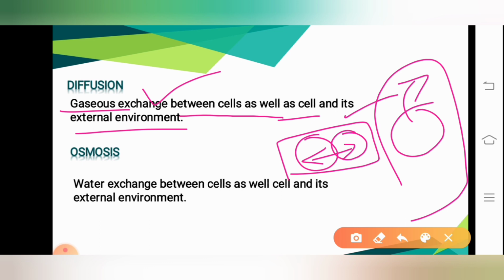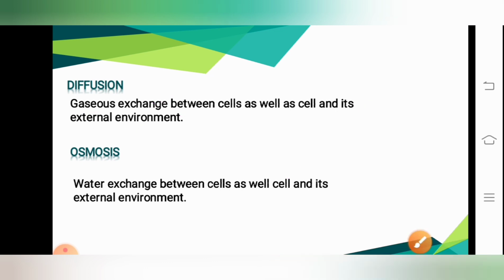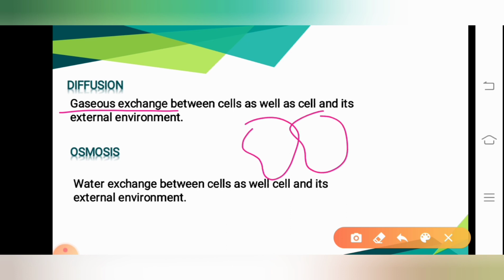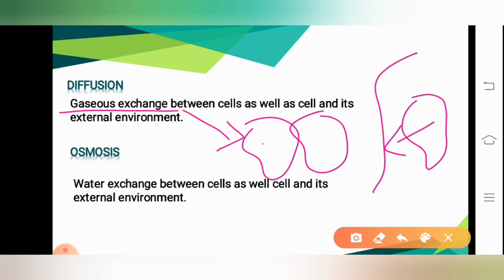Very important. I repeat once again what is meant by diffusion. Diffusion is a process where the gaseous exchange takes place. Where does it take place? It takes place between cells or between the cell and the environment. How does it take place? The gaseous exchange takes place from the region of higher concentration to the region of lower concentration.